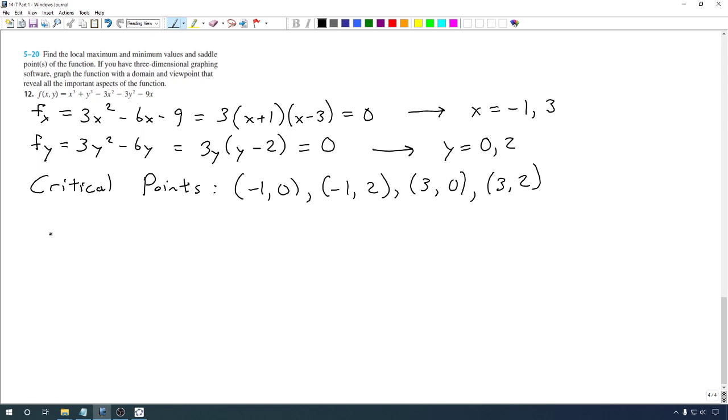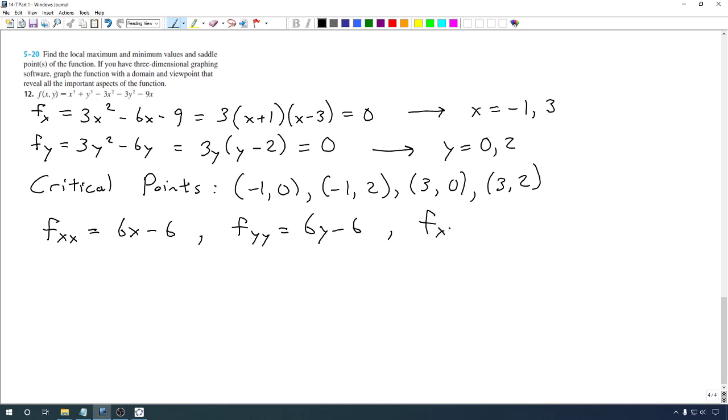Now let's go ahead and look at the second derivatives. We're going to need to know f sub xx. So we just differentiate our formula for f sub x again with respect to x. 3x squared becomes a 6x. Minus 6x becomes a minus 6. The -9 goes away. For f sub yy, we do the same thing with f sub y. We differentiate with respect to y again. And in fact, we get a very similar formula. We get 6y minus 6.